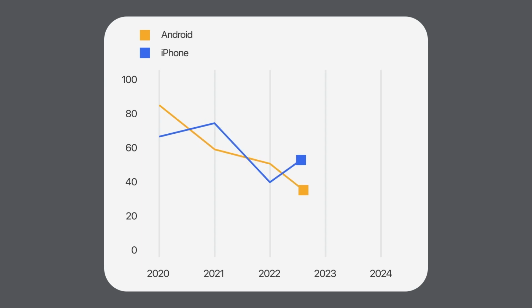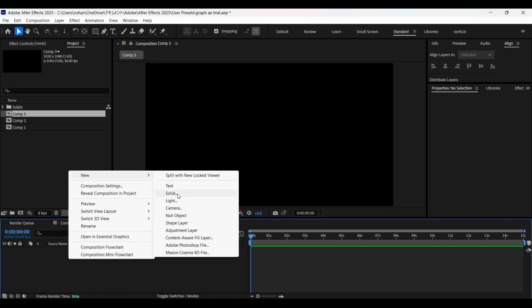In this tutorial, let's see how to create a clean animated line graph as shown here very easily using After Effects. So yeah, here we go. Let's create a solid layer for the background.